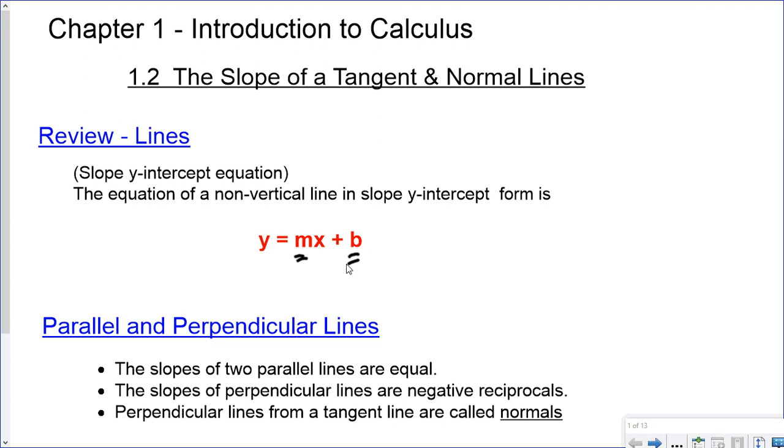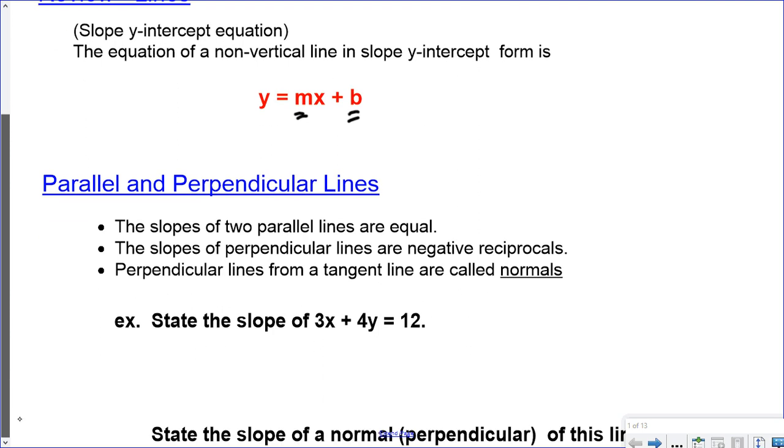Okay, parallel and perpendicular lines. The slopes of two parallel lines are equal, so they have a common m value. The slopes of perpendicular lines are negative reciprocals. The perpendicular lines from a tangent line are called a normal. So if we can find the equation of a normal line, then we can find a perpendicular to it by changing around the slope here.